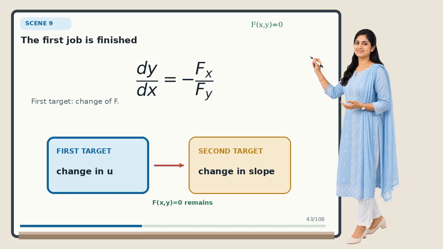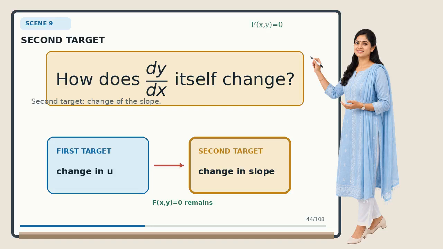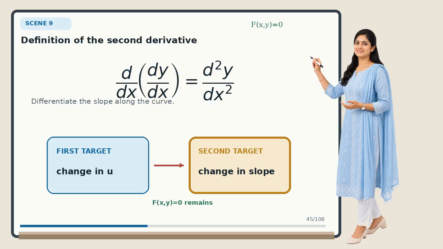We have finished the first job, finding the slope by studying the total change in the function value. Now our target changes. We are no longer asking how the function value u changes, we are asking how the slope itself changes as the point moves. The rate of change of dy by dx with respect to x is the second derivative d squared y by dx squared.